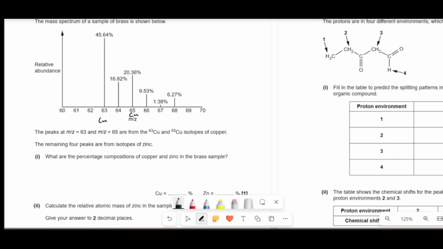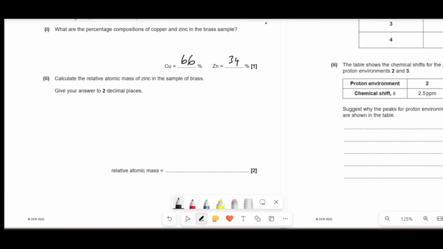So 45.64 plus 20.36 gives us the percentage of copper of 66%. And then for the rest of them, 16.82 plus 9.53 plus 1.38 plus 6.27 should give you 34%, because all of those came up from the sample of brass, so it must have all been in there. Now it says calculate the relative atomic mass of the zinc in the sample of brass.